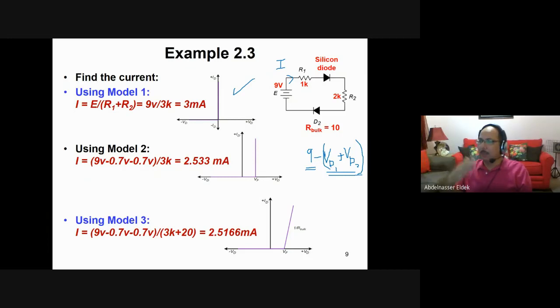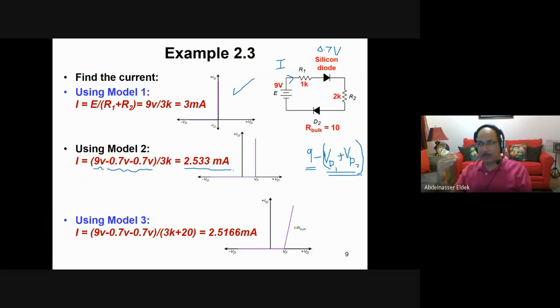So that's why the current equals what? Equals 9 divided by 1K plus 2K, which is 3K. So it will be 9 divided by 3K. In the second model, we assume that the voltage across these diodes is considered 0.7. So we have a 0.7 here and 0.7 in the other one. So VD1 and VD2 are 0.7 and 0.7. In this case, the voltage will be 9 volt minus 1.4 volt, 0.7 and 0.7. And this will be the current here, divided by the total resistance, which is 1K plus 2K, which is 3K.